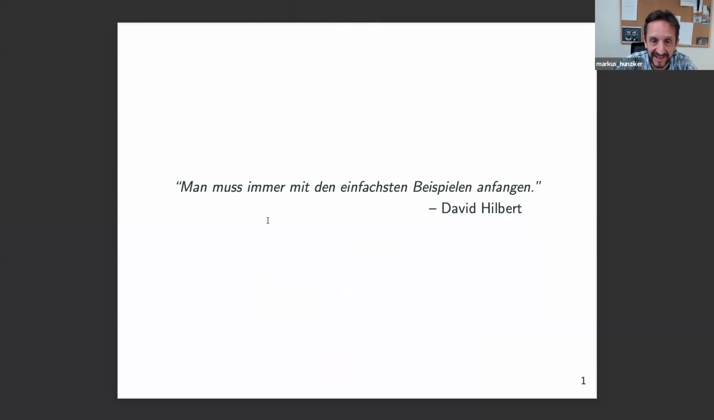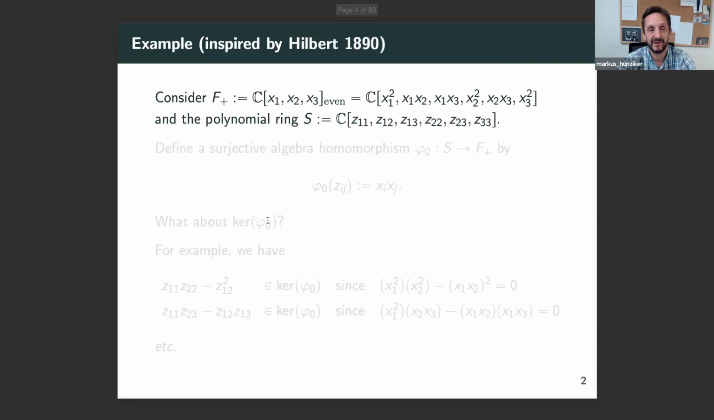Okay, man muss immer mit den einfachsten Beispielen anfangen. This is a famous quote of Hilbert, which says, you always have to begin with the most simple examples. So my first example in this prelude is invariant theory of the simplest of simple groups, namely the group with two elements. And this is, by the way, inspired by the first paper in modern algebra, which was Hilbert's famous paper from 1890. I will say more about this later.